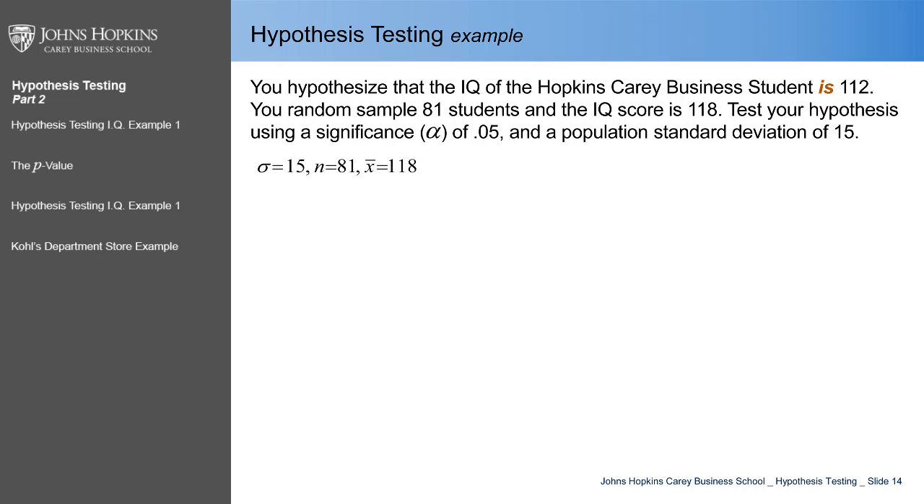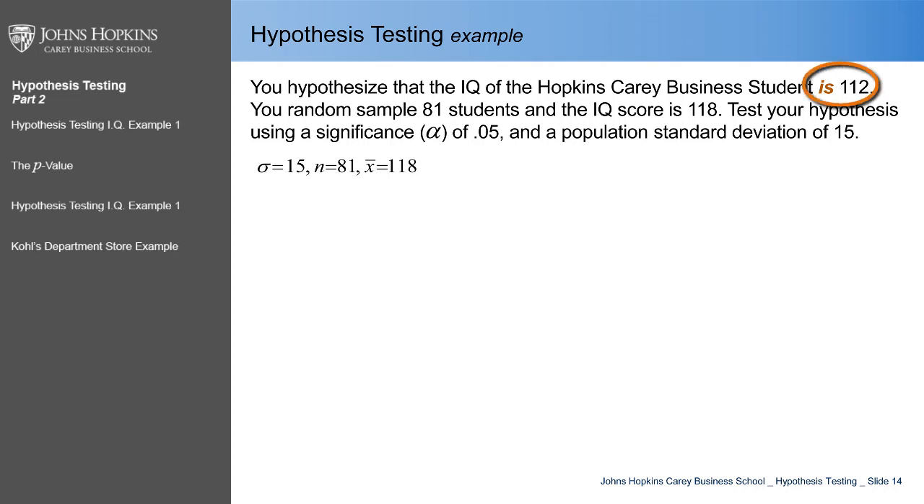First step, let's list the values with the correct mathematical symbols. So we said that the population standard deviation sigma is 15. n is equal to 81, and x bar, our sample mean, is 118. Now we indicate in the words that the Carey Business School student's IQ is 112.